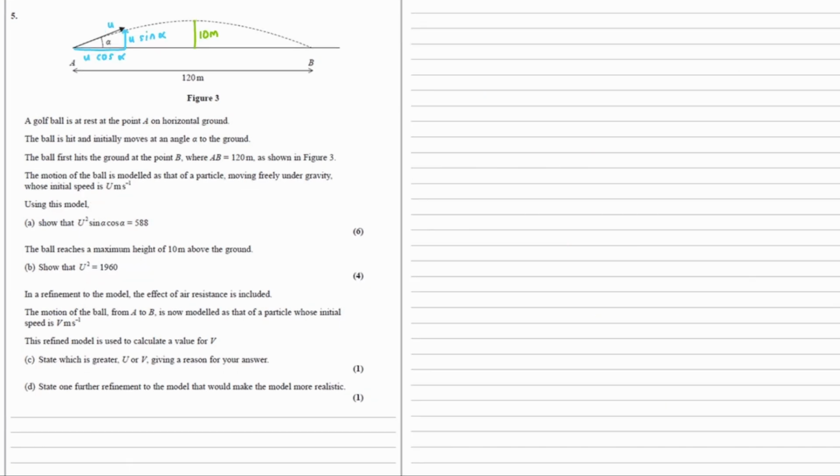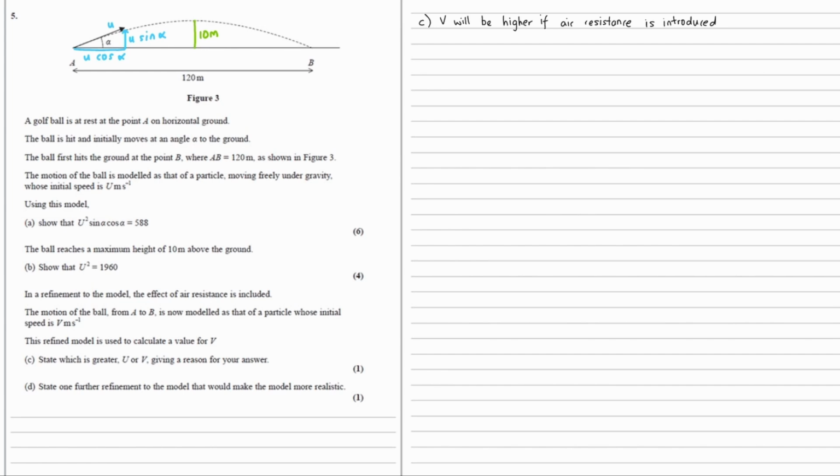The question then says, in a refinement to the model, the effect of air resistance is included. The motion of the ball from A to B is now modelled as that of a particle whose initial speed is v meters per second. This refined model is used to calculate a value for v. Part C asks us to state which is greater, u or v, giving a reason for our answer. So for part C, because air resistance is involved, that means that v will be higher.